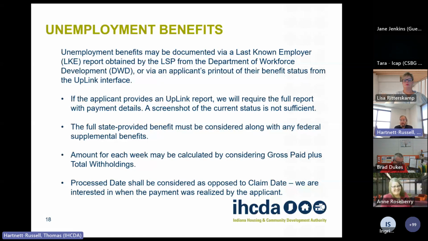The full state-provided benefit must be considered along with any federal supplemental benefits, if any. Amount for each week may be calculated by considering the gross paid plus total withholdings. I believe that is still accurate. I've not seen a recent statement on this, so I will get 100% clarification on it. I'll be reaching out to DWD to ensure that we have the currently correct form before we release forms out to you, and I will also get clarification from them on how to read the statements, to make sure that nothing's changed.